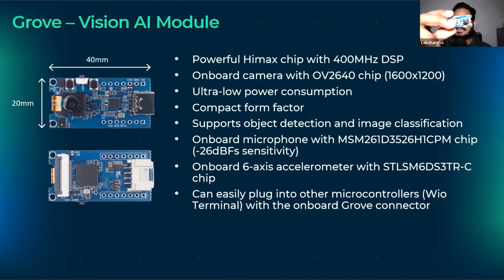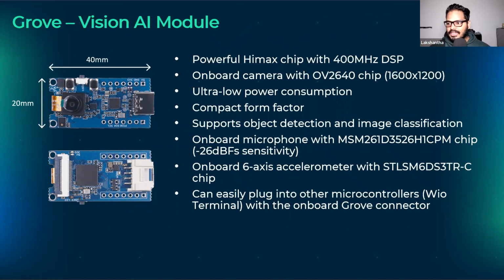Yeah. So it's powered by a HiMax chip with a 400 megahertz DSP, and it has an onboard camera over here, which is based on the OV2640 chip with a resolution of 1600 by 1200. So this particular module supports object detection and image classification. And not only does it have a camera, but it also has an onboard microphone and a 6-axis accelerometer.